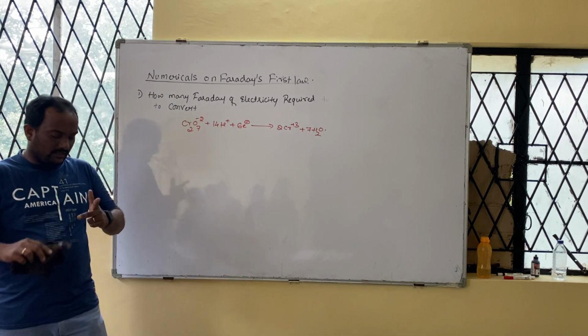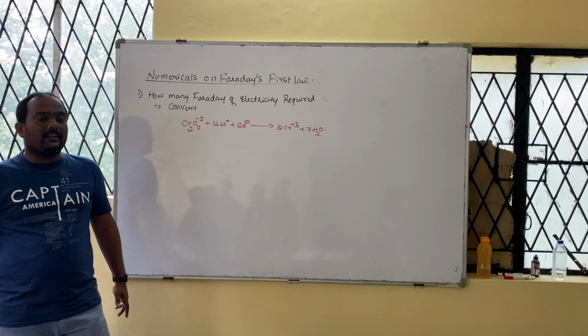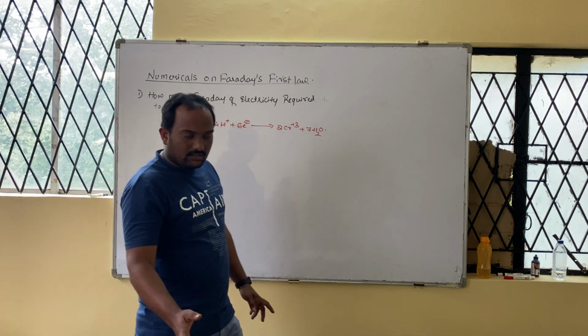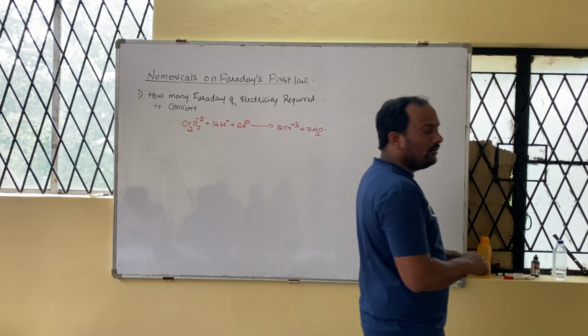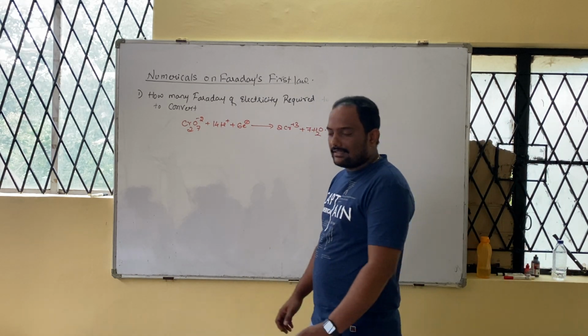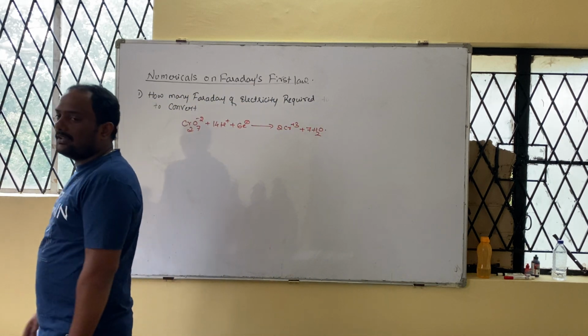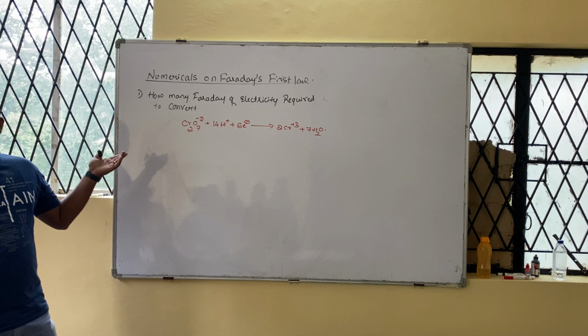Now tell me, how many Faraday are required? You can tell directly. Why are you hesitating to tell the answer? Are electrons given or not? How many electrons are given? 6 electrons. Then how many Faraday are required? 6 Faraday. Then why are you hesitating to tell a simple answer?